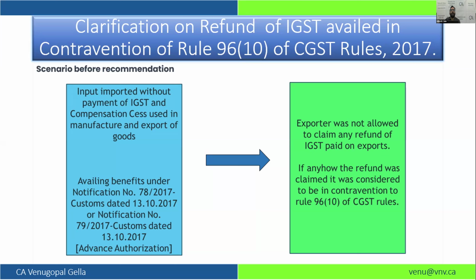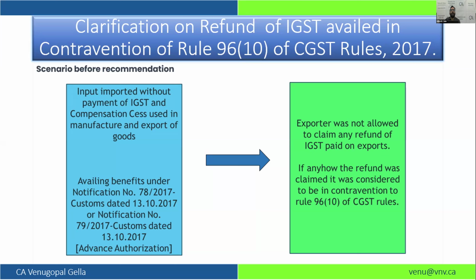This is the clarification which has come from the CBIC. They are saying, okay, you have availed both the benefits, but in case you have discharged the applicable IGST and compensation cess to the customs department along with applicable interest, then you are not at default. You will not be deemed to be at default, and the refund which has been paid to you for exporting the goods with payment of tax will not be deemed to be in contravention of Rule 96, Subrule 10 of CGST Rules 2017.